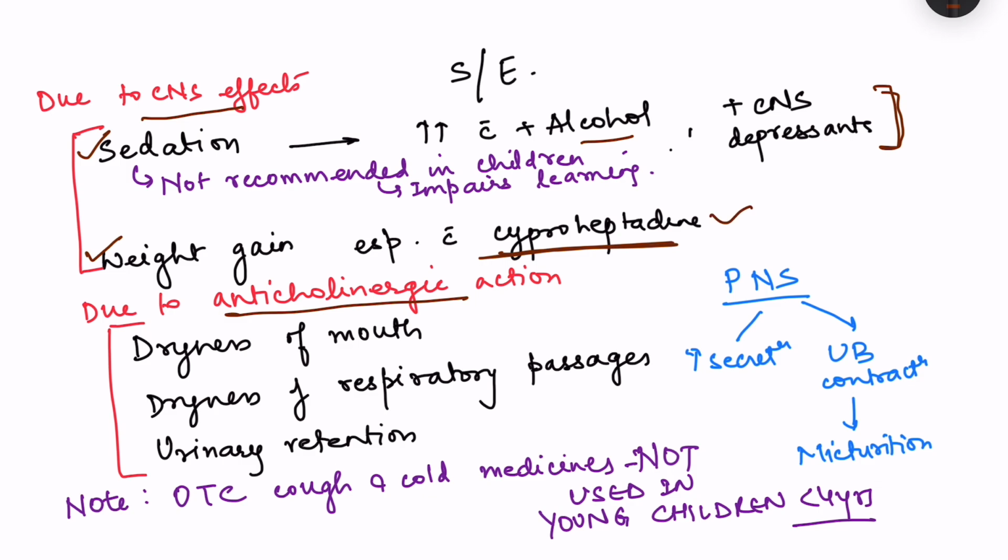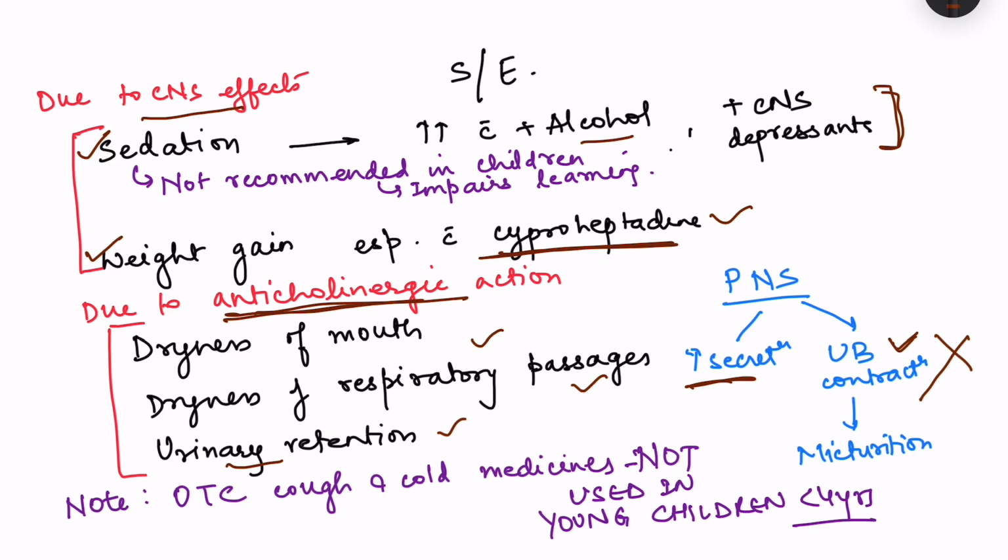Other side effects are due to its anticholinergic action, that is dryness of mouth, dryness of respiratory passages, and urinary retention, because parasympathetic nervous system actually increases the secretion and it causes increase in the contraction of the urinary bladder. It also increases the contraction of the intestine. So that urinary retention can occur because this urinary bladder contraction is inhibited. So bladder is not going to contract. Constipation can also occur because intestinal motility will also be inhibited.